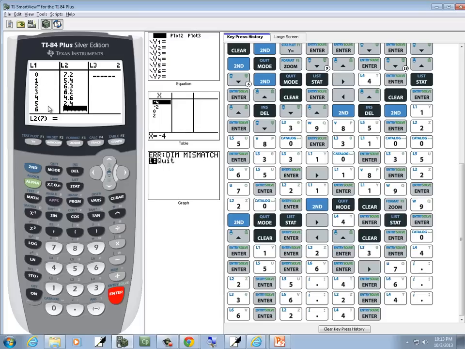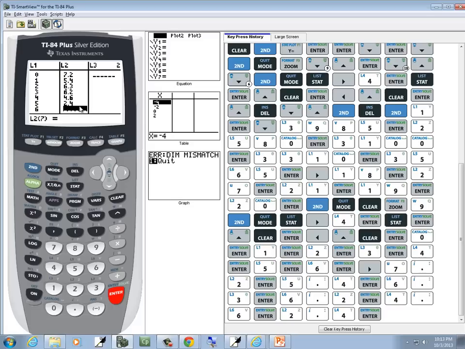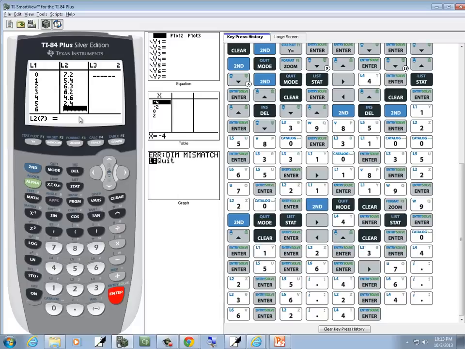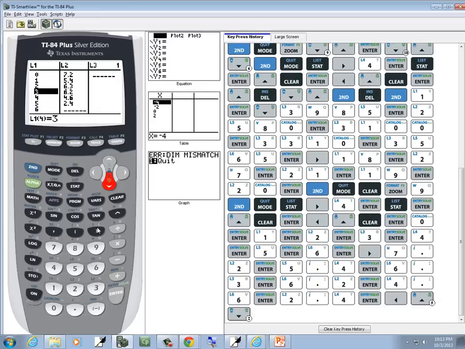Actually, it isn't, because I got too many values. 0 through 6, 7.2, 5.4, 6.3, 6.2, 4.6, 2.4. What in the world am I missing? Oh, this is not dealing with Mr. Magoo here. Okay, 0, 1, 2, 2, 4, 6. So 2, 2, 4, 6. I'll delete that one. There we go. Helps to actually be able to see.